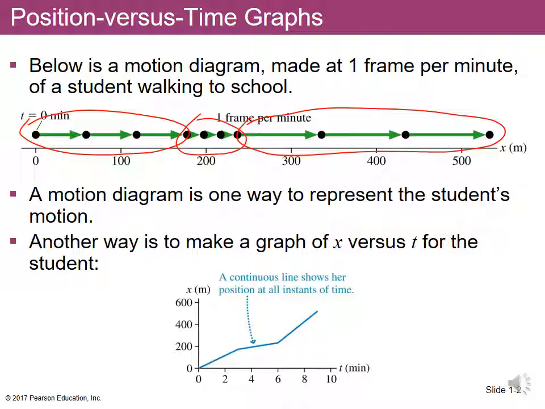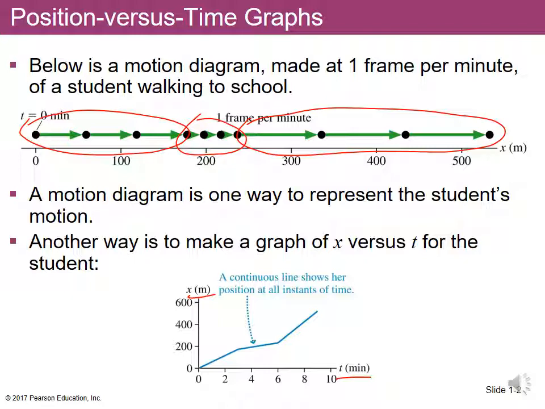Another way is to use something called a position time graph. We put the position here on the y-axis and the time on the x-axis, and it should always be that way. Position on the y-axis, time on the x-axis. Now the same motion shown on a position time graph would look something like this.